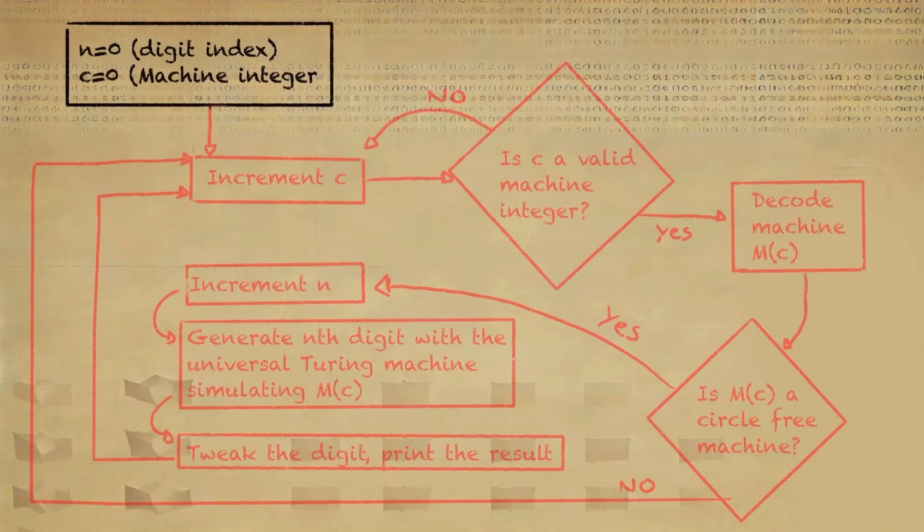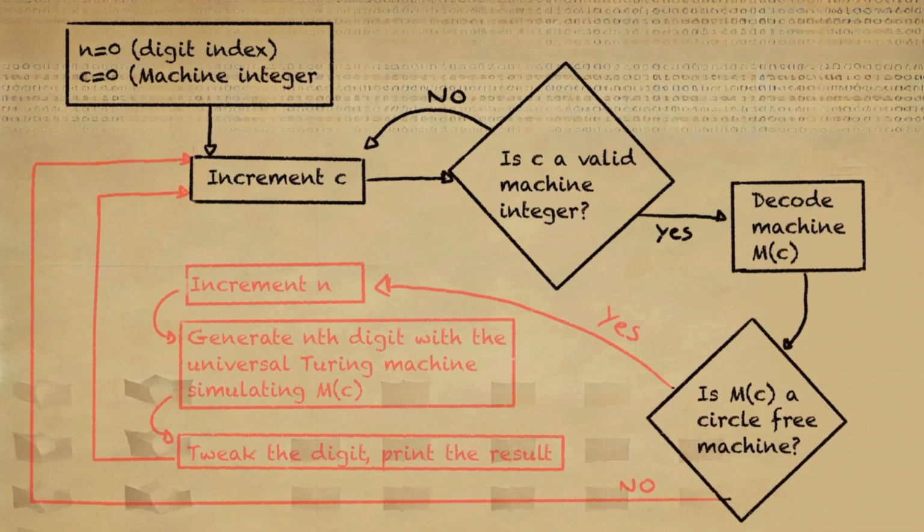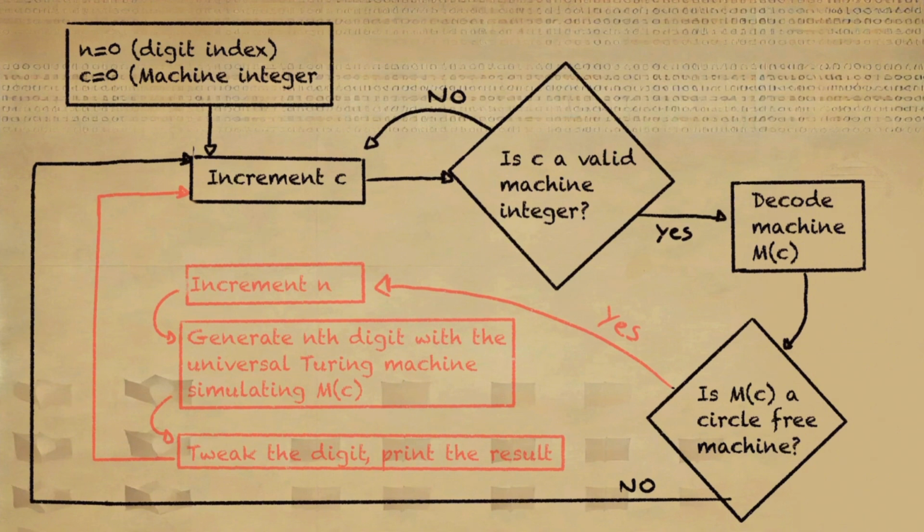Here's how it would work. Set n to 0, which is the digit index, and c to 0, which is the machine integer. Increment c, and then check whether c is a valid machine integer. If it's not, then increment c and try again. If it is, decode the machine MC, and then check whether MC is a circle-free machine. If a machine is circle-free, it essentially means it won't go on an endless loop without printing anything, so it will actually print a number. So if it's not, then again, increment c and do it again.